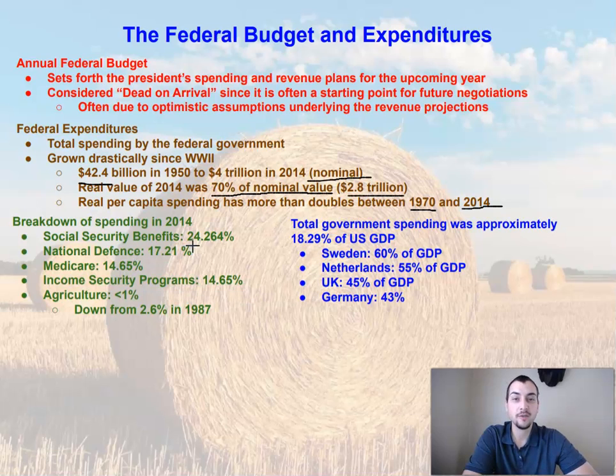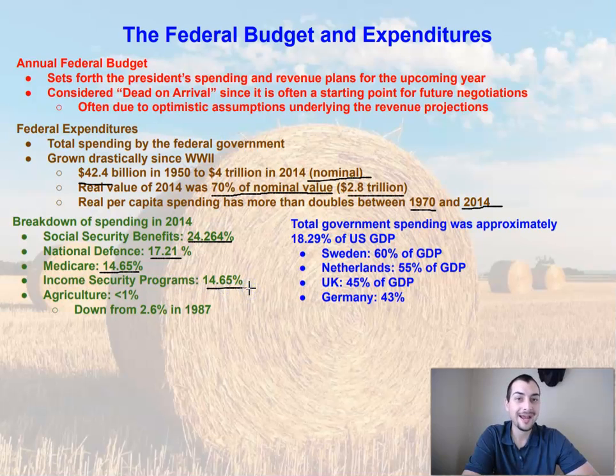Well, Social Security benefits take up the largest chunk at 24.26% in 2014. National defense accounts for about 17.21%. Medicare is sitting right around 14.65%. Income security programs are sitting at about 14.65%.